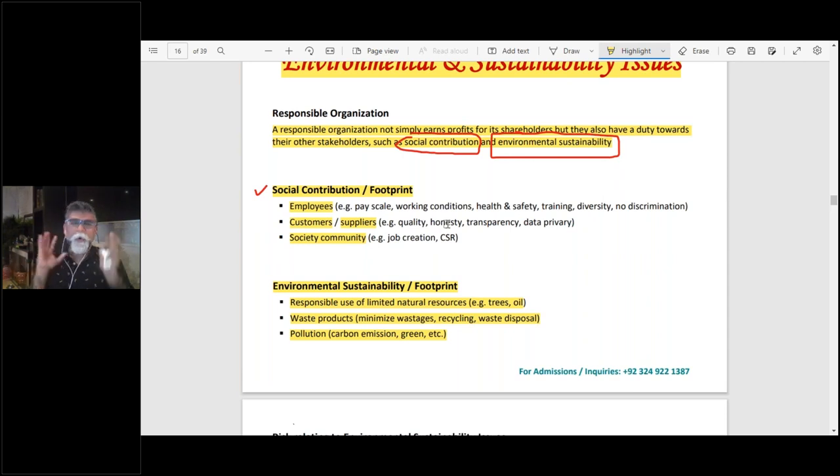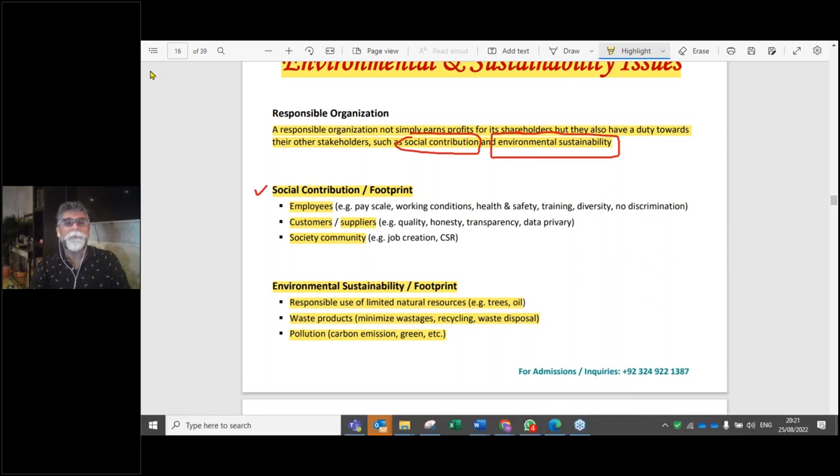Oh my God, what will happen to organizations if they don't follow proper environmental protocols? Legal penalties, very good. Reputational damage, very good. Fines, very good. Brand image, very good.